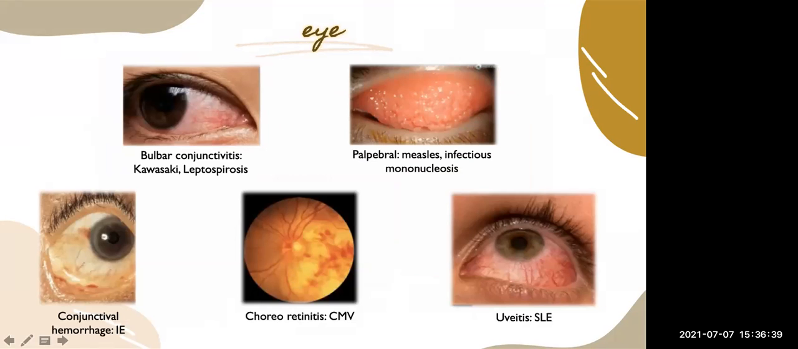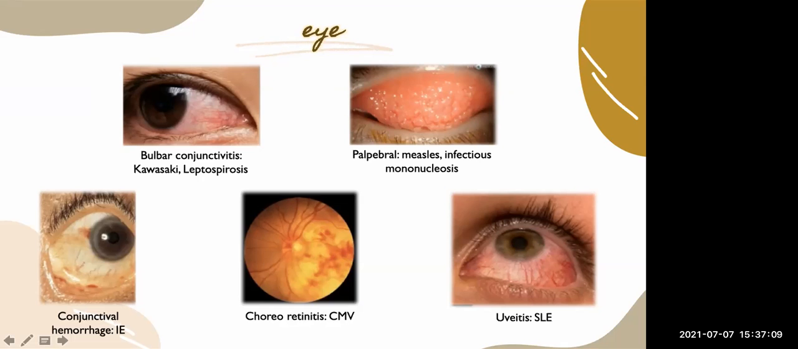So it can either be bulbar conjunctivitis, like in the first picture, which indicates Kawasaki or leptospirosis. And if it's in the palpebral, it may indicate measles infection or infectious mononucleosis. And if there's any conjunctival hemorrhage, it indicates IE, or CMV, we can see there's chorioretinitis, or in SLE, we can see there's uveitis. You can see the red.